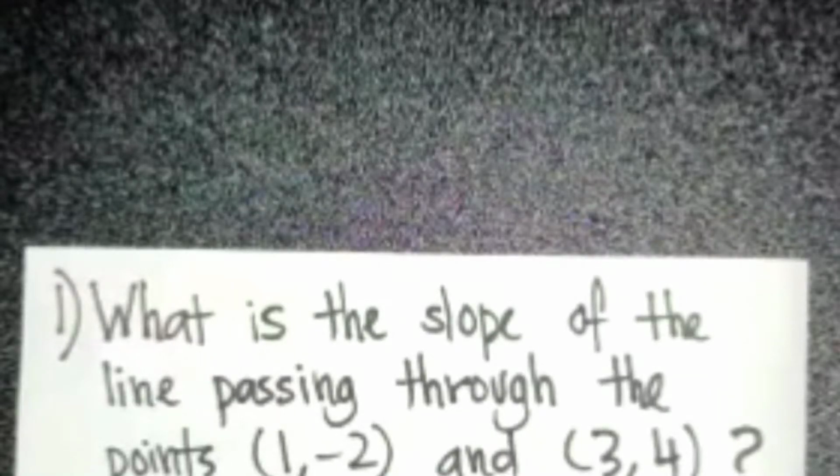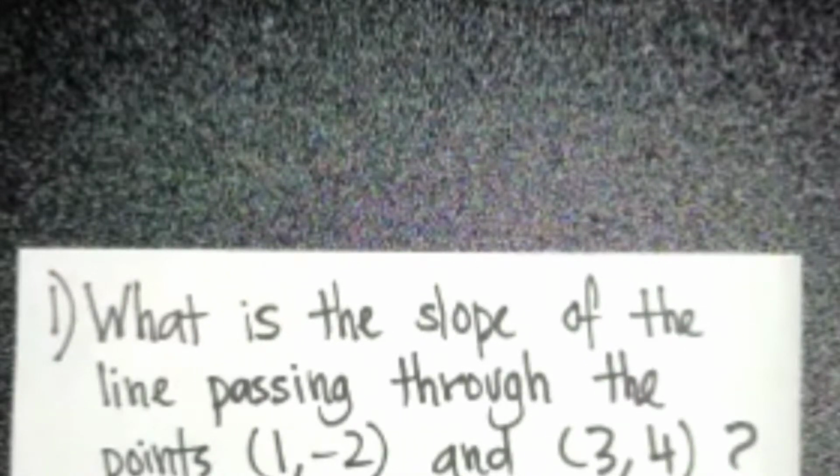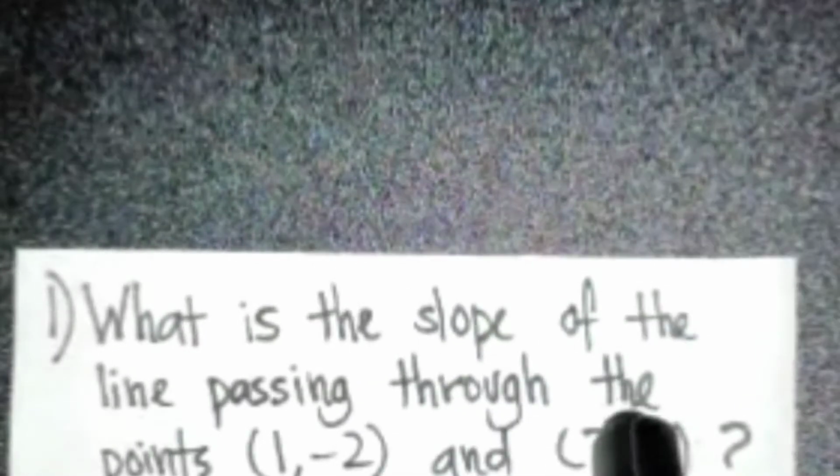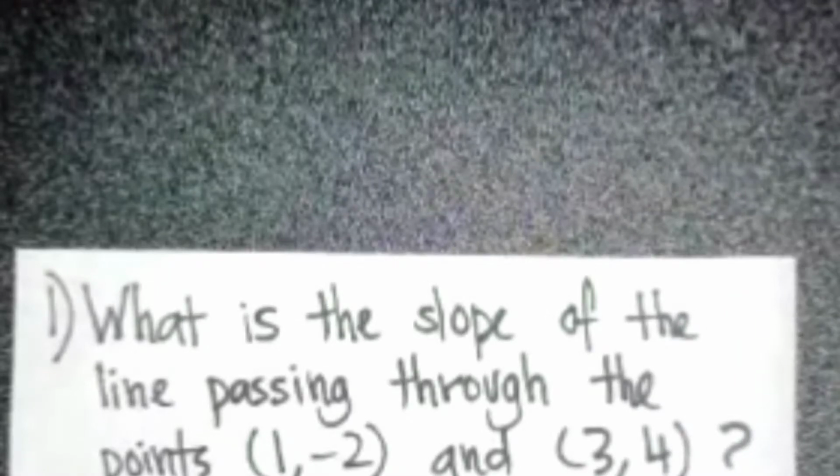In this video, I'm gonna go over some basic questions relating to linear equations. So let's start with this problem. First, what is the slope? We want to find the slope using (1, -2) and (3, 4).